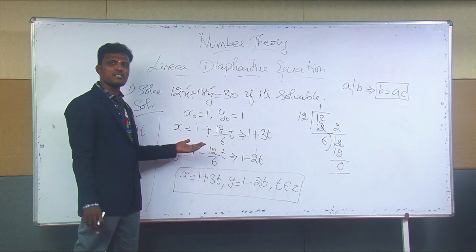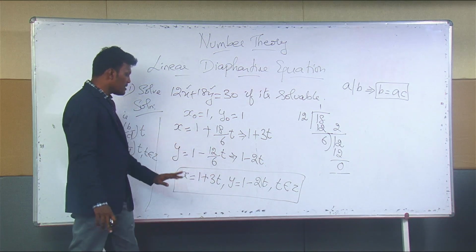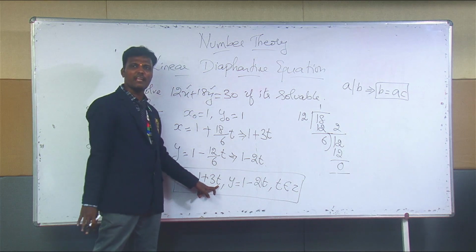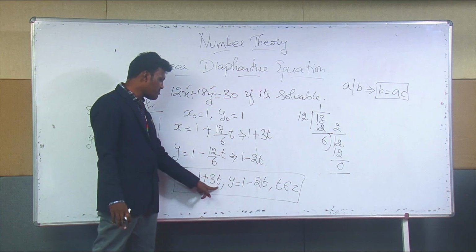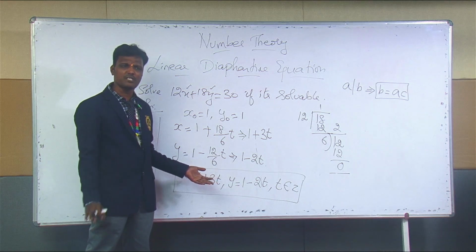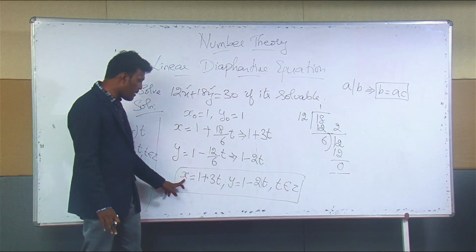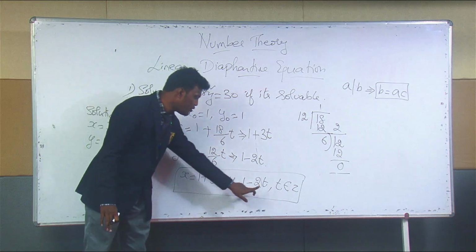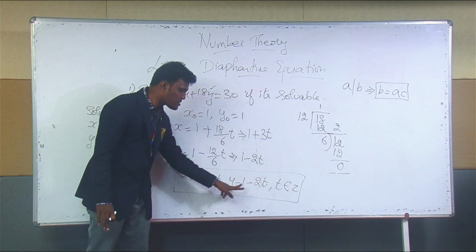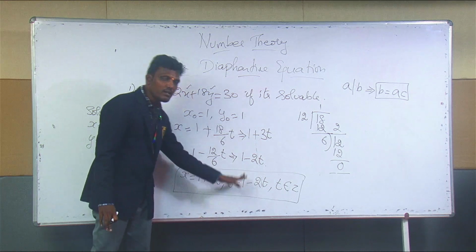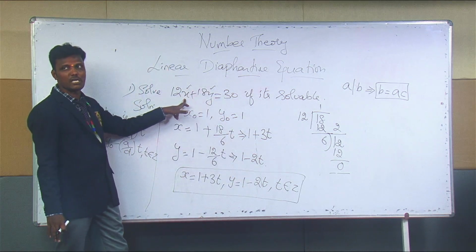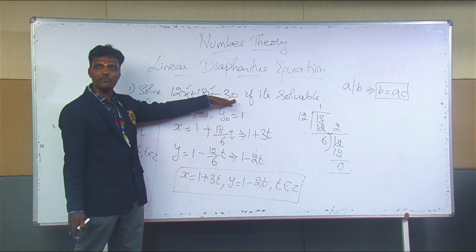How do we check whether this solution is right or not? Just replace t with any integer value. Just take t value as 0. What happens to x? It is 1. If you take t value as 0, what happens to y? It is 1. If you take 1 comma 1 and substitute it in the original equation, automatically you get the right hand side value.